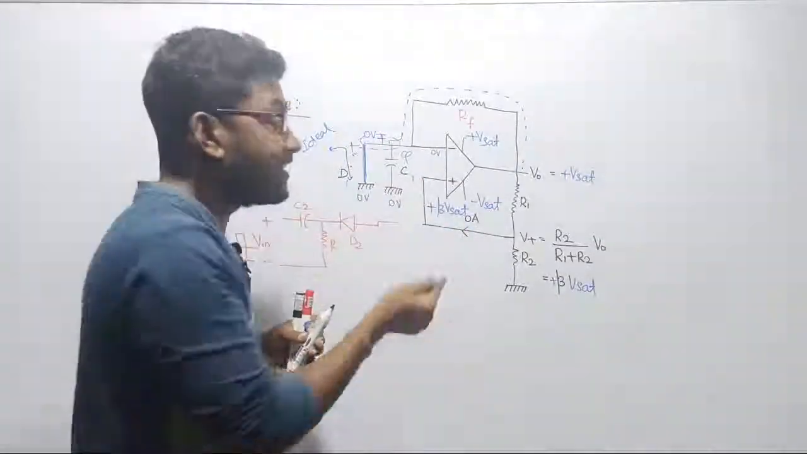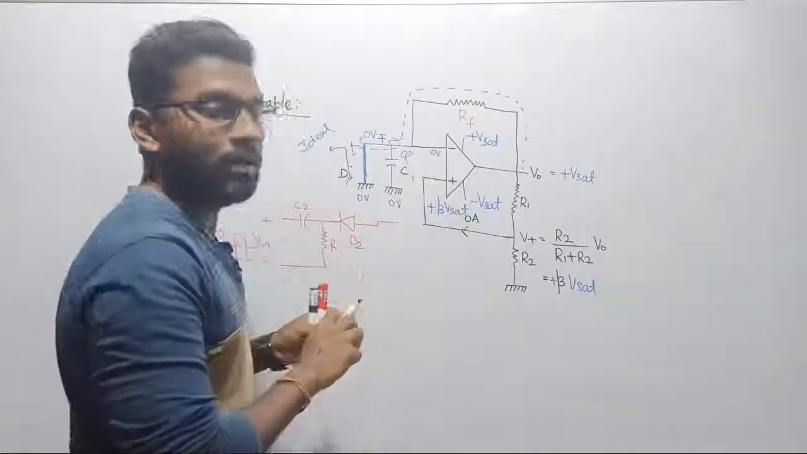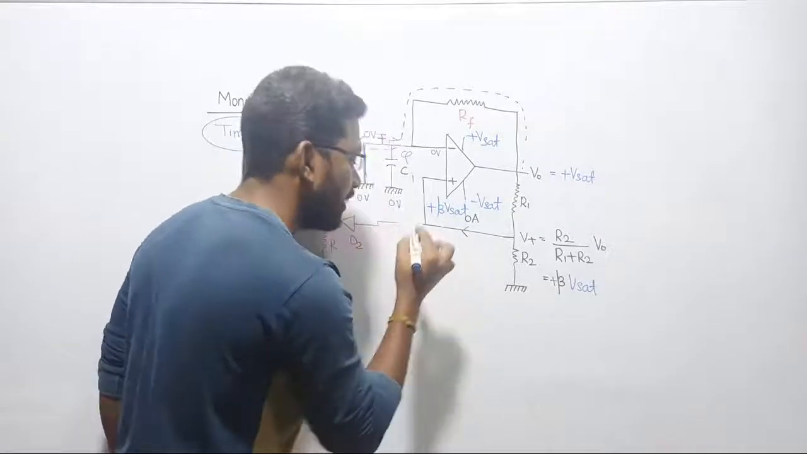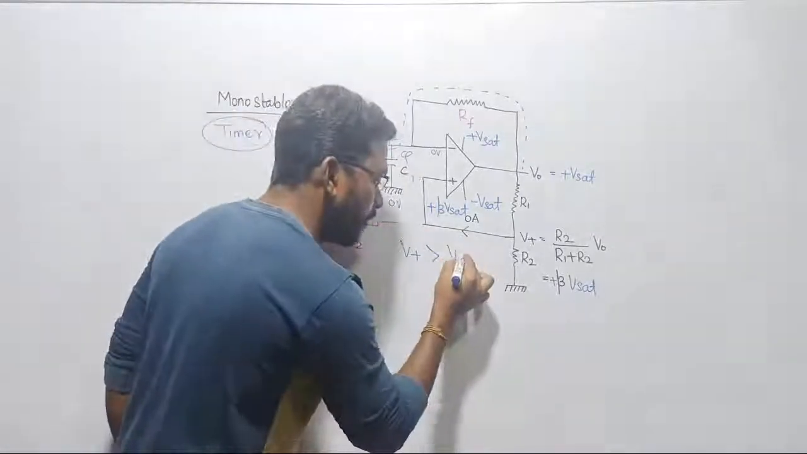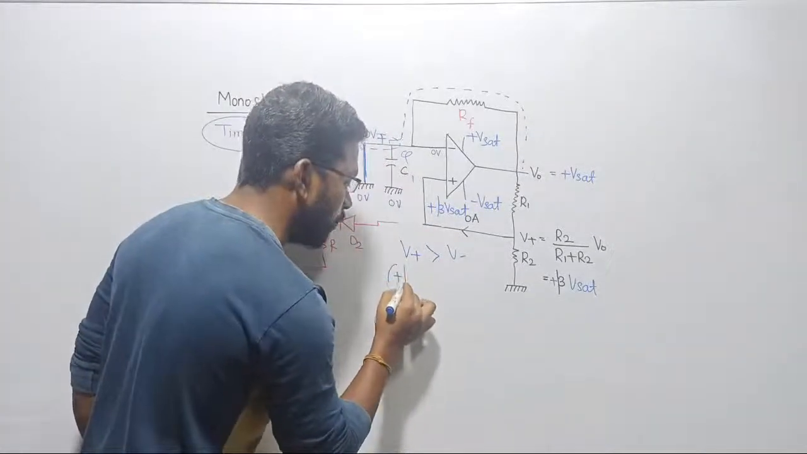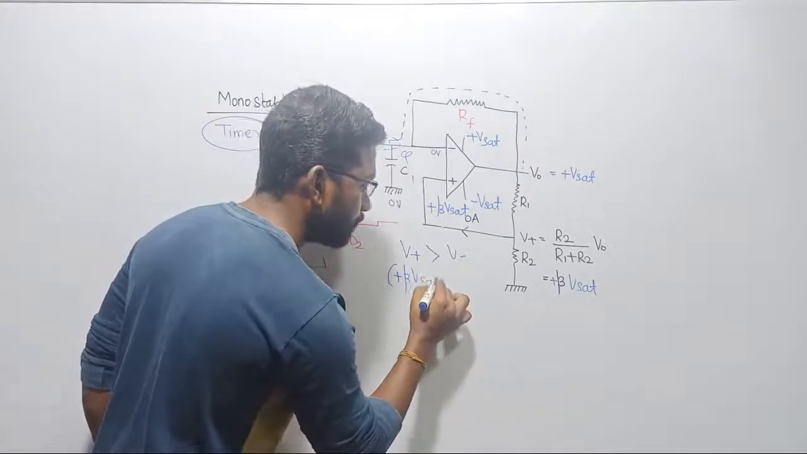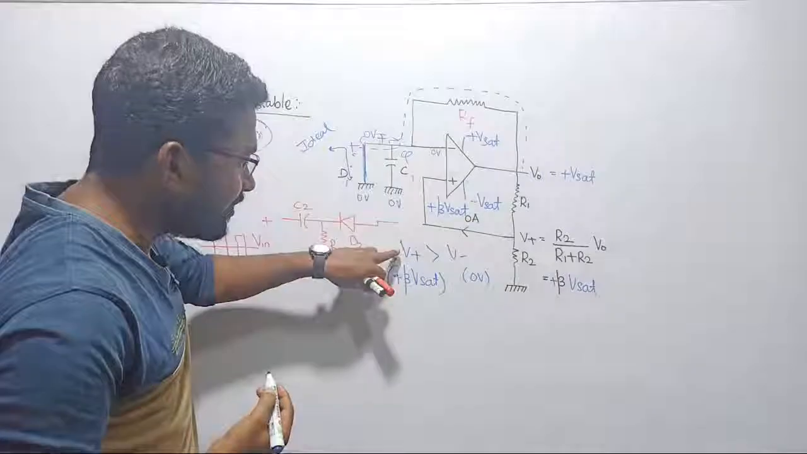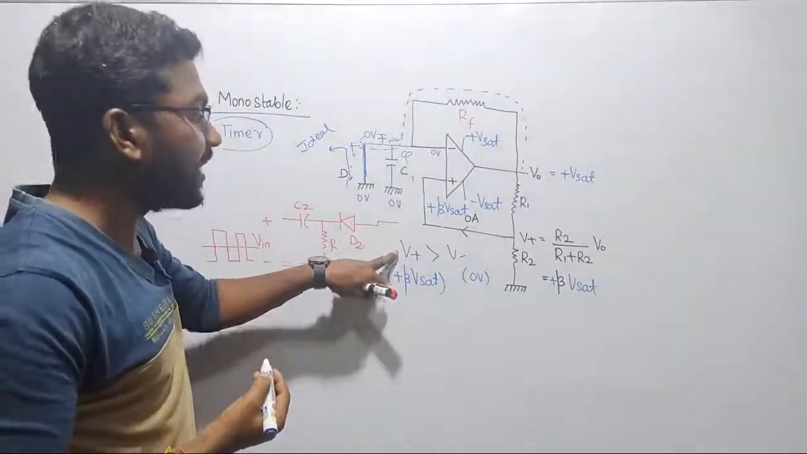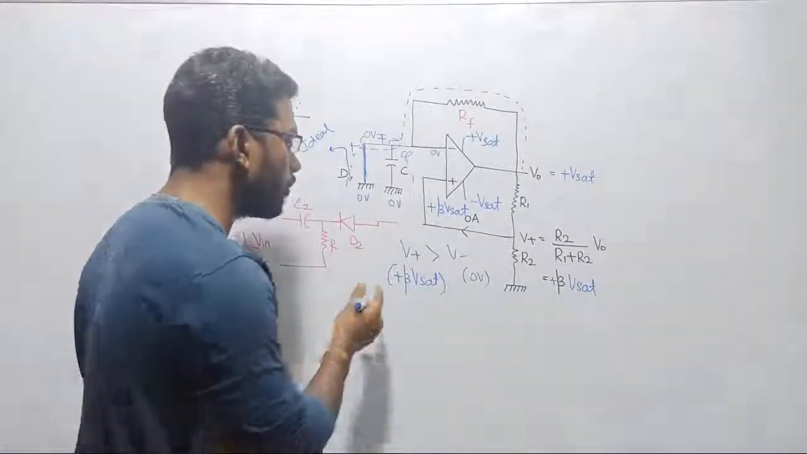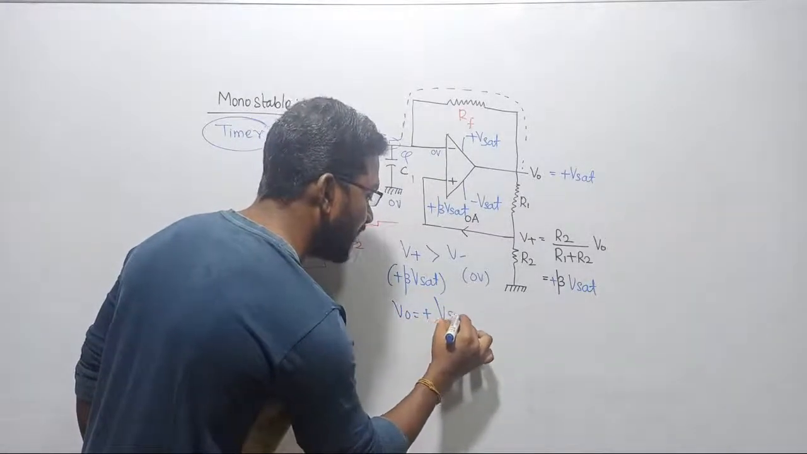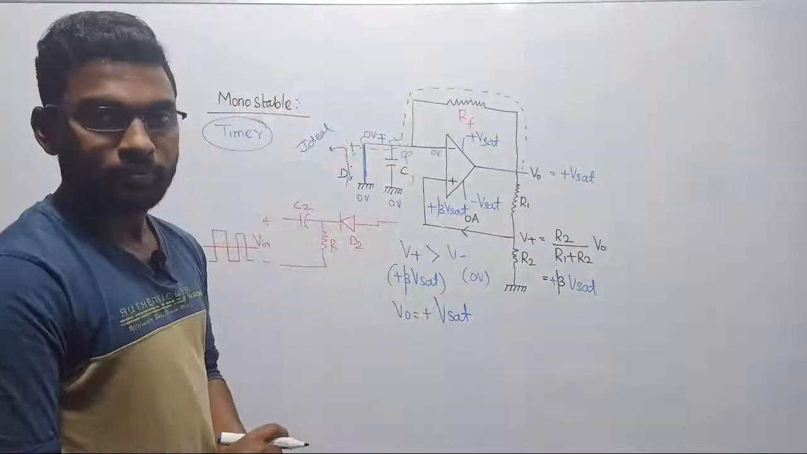When the voltage across the non-inverting terminal becomes greater than the voltage across the inverting terminal: across the non-inverting terminal, I have plus beta times V set, and across the inverting terminal, I have 0 voltage. Now the non-inverting terminal voltage is greater than the inverting terminal voltage. So automatically, the output of the operational amplifier will be fixed as plus V set. Do you agree with me? Yes, sir.